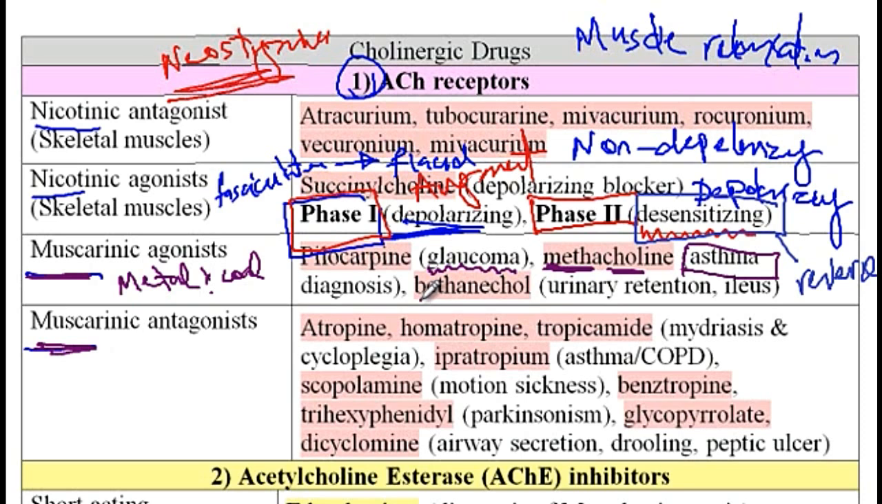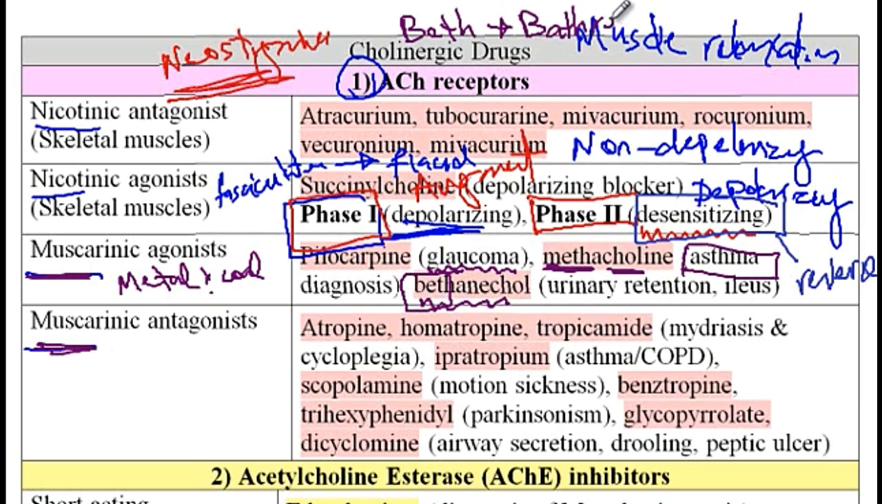And then the last medication is bethanechol, which is used in patients with urinary retention or ileus to help them with their bowel movement or with urination. And again, the way I memorize it is that bethanechol, so Beth makes me think of bathroom. So bethanechol makes you go to the bathroom.